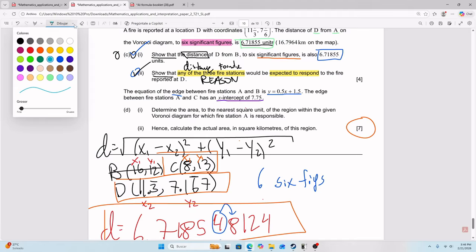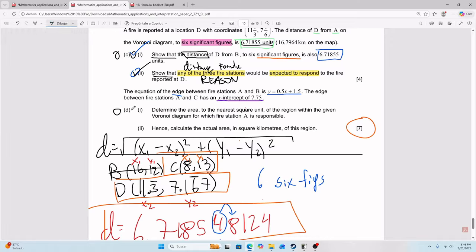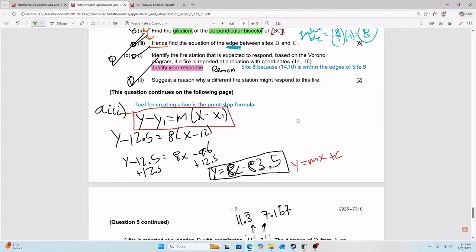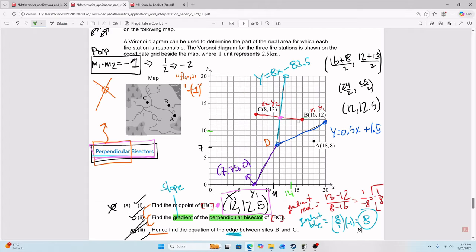And through all of this, for part D, you need to determine the area. Hang on to the steering wheel. Determine the area, to the nearest square unit, of the region within the given Voronoi diagram for which fire station A is responsible. Wow. No wonder it's worth 7 points. All right, let's do one thing at a time.